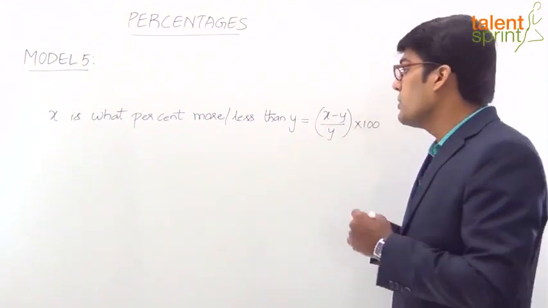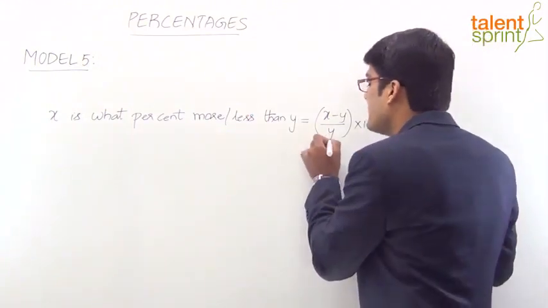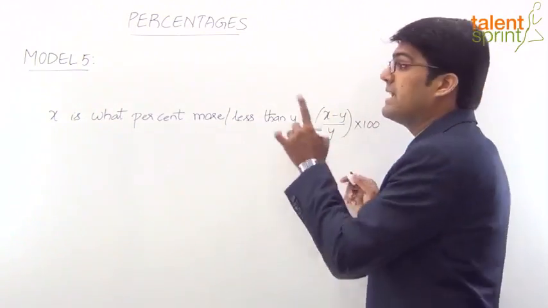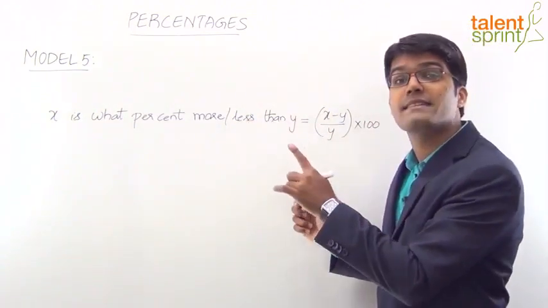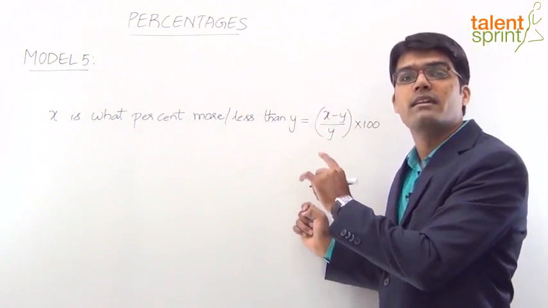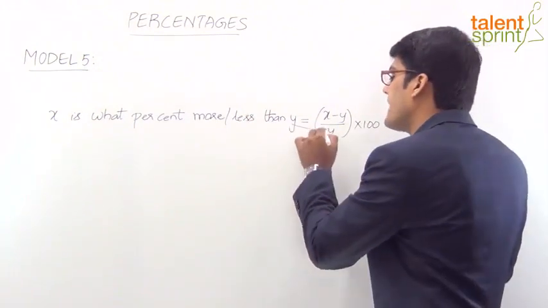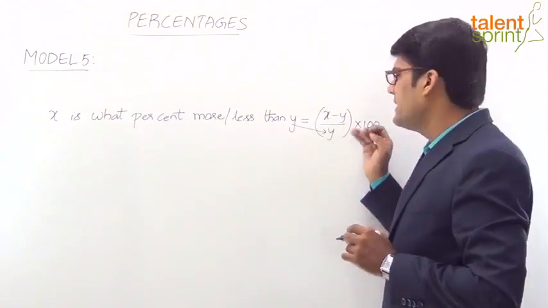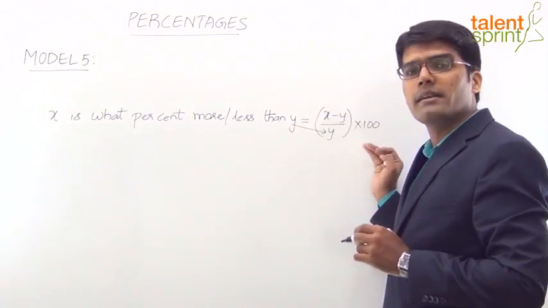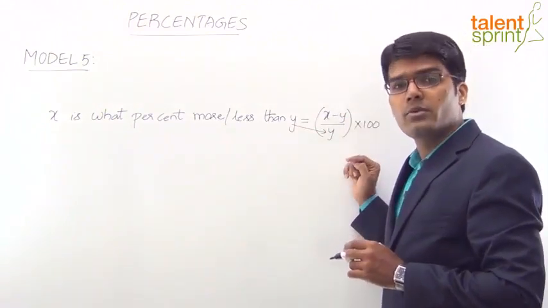Now an important point to be noted here is that in the denominator, we should always take y. Understand, x is what percentage more or less than y. We are comparing with y. So that is the reason the denominator should always have y here. So simply difference by y into 100. Difference divided by y into 100.